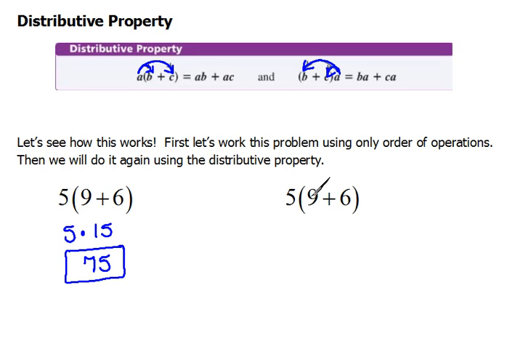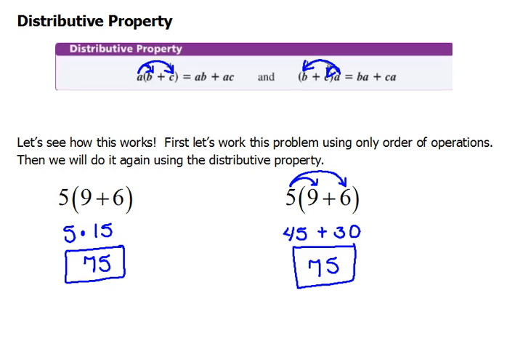Let's do it again, but use the distributive property so that we can make sure that this does in fact work. The distributive property says I'm going to distribute that multiplication. So I'm going to multiply the 5 times the 9, which would be 45, and then the 5 times a positive 6, which would be a positive 30. Now I can add the two numbers together, which would be 75. You see, we get the exact same thing. It doesn't make a lot of sense to do it this way when we have just plain numbers, but that will not always be the case.